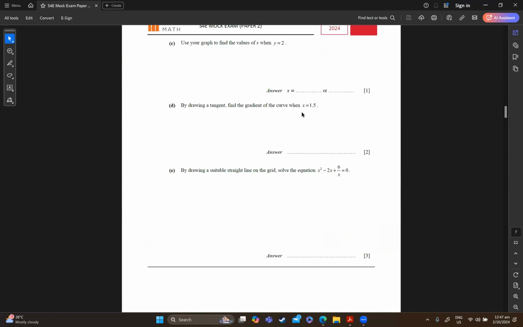Okay, by drawing a suitable straight line on the grid, solve the equation as follows, okay? So for this equation here, what is given to you is y equals 6 over x squared. So how did they arrive at this equation? Probably there was another equation, y equals something. Then they did a simultaneous for these two equations, and they brought it down to this. So what you want to do is work your way backwards such that on the left side, you get 6 over x squared. So since we have some kind of 6 over x here, just put 6 over x equals 2x minus x squared.